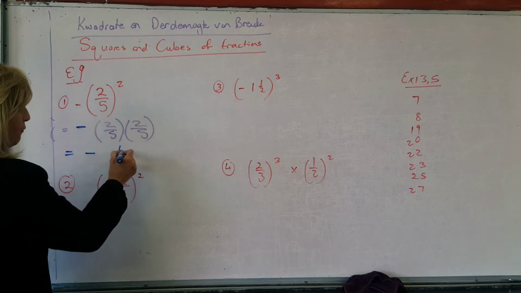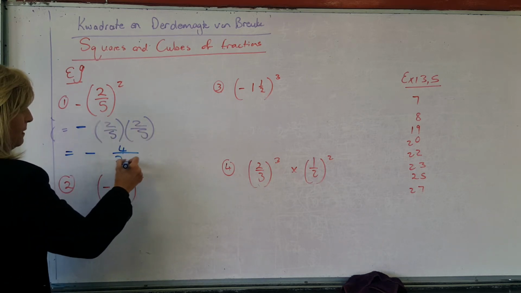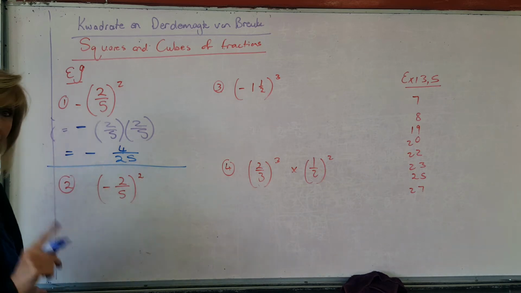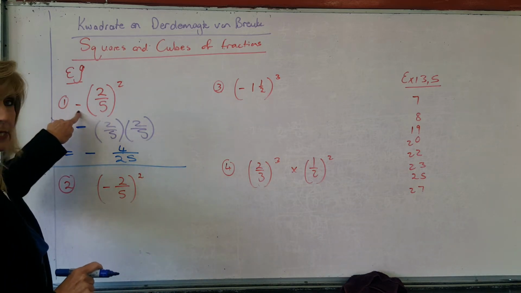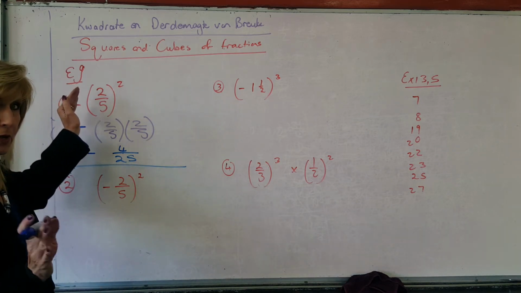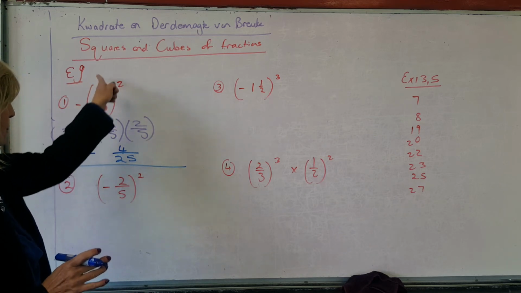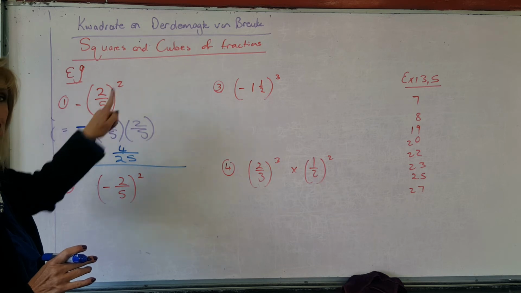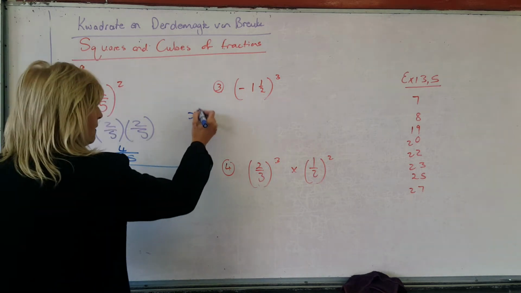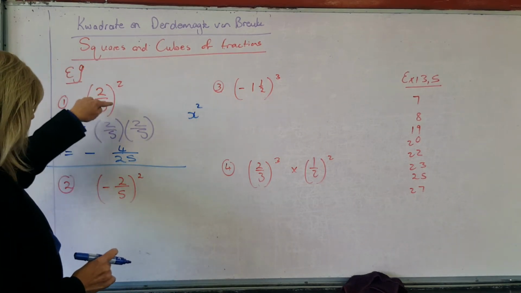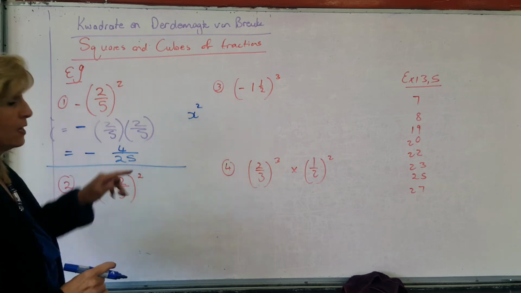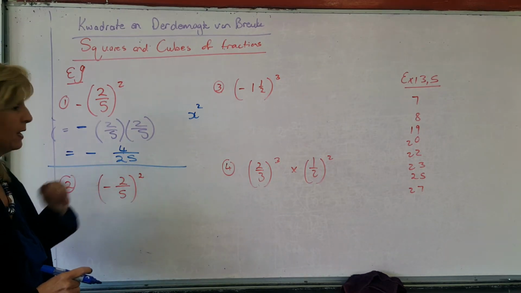And 2 times 2 is 4. And 5 times 5 is 25. Calculator. Put the minus. Put the bracket. Very important, the bracket. Blocky, blocky with 2 and 5. Go outside. Put the blocky. And then square. There's a square thing that looks like that. So when you've done this and you say square, it's going to put the square there. And your answer will be minus 4 over 25.